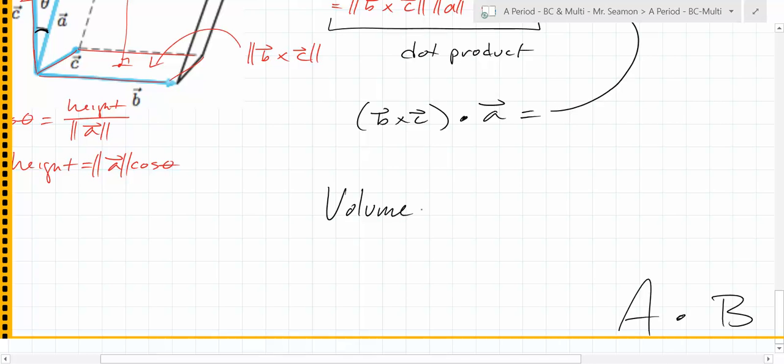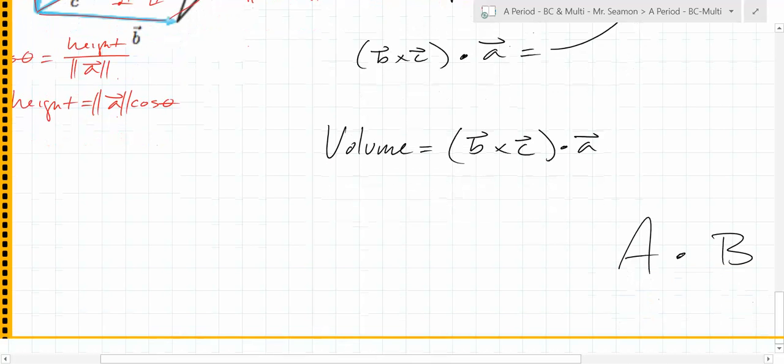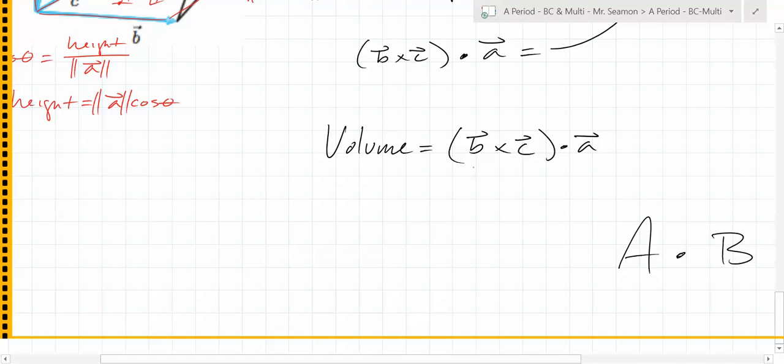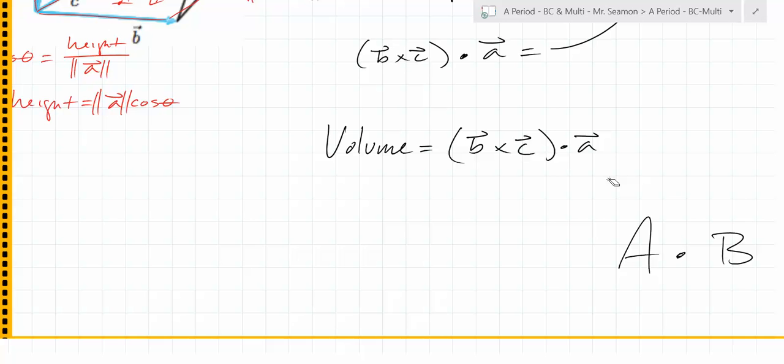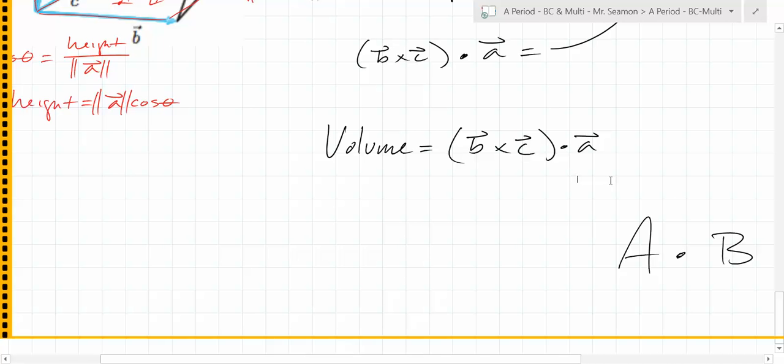All of that work is just to say the volume of a 3D parallelogram is going to be, it's called the scalar triple product, I think is what I remember it being called. I don't think they call it that in this book. This is a vector, but when you dot them, it becomes a scalar. All this means is if you want to find the volume of a 3D parallelogram, you cross two of them and you dot it by the third. That's it.